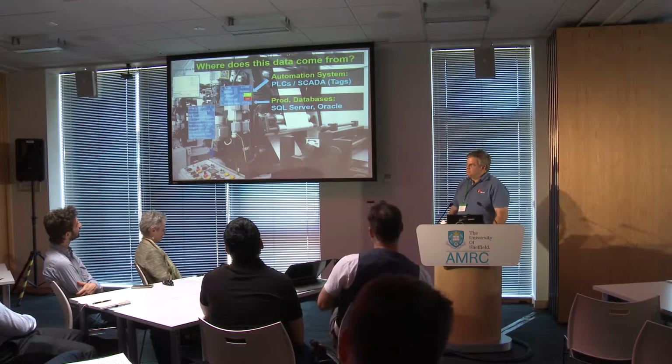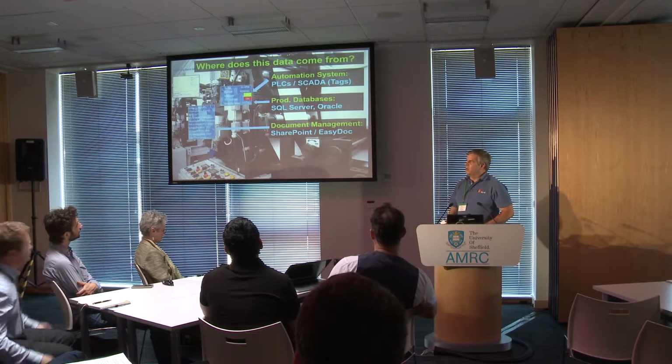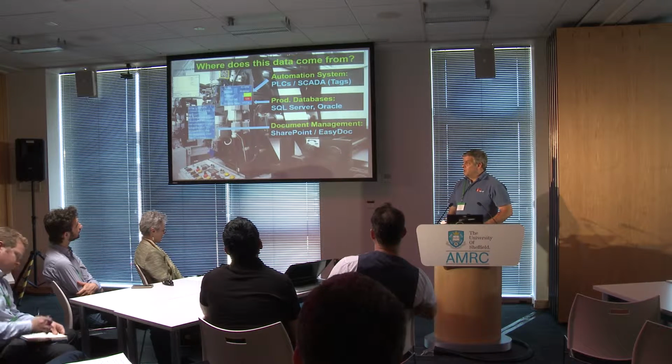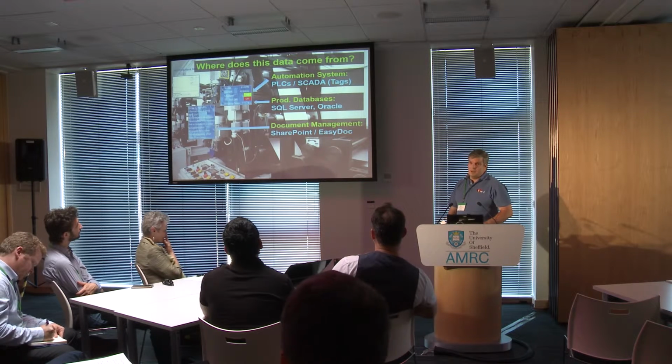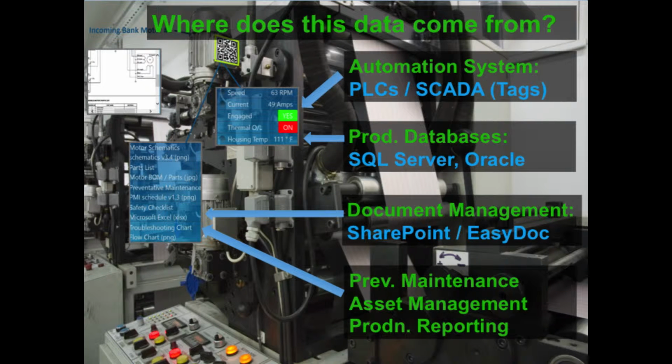Production databases, SQL Server, Oracle, these are a couple of examples. But I have to be able to get to these to get some of this production type information. Also document management. If we're pulling out schedules or resources or schematics, then I might have to go to an electronic document repository or some other repository, so I have to make a link to this. And then also we have preventative maintenance, asset management, production reporting. These are generally some type of database. So I have a lot of different things that I now have to access, and this is the data that we have to go after.